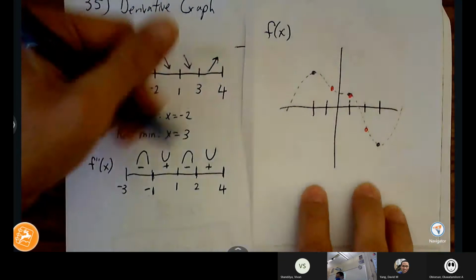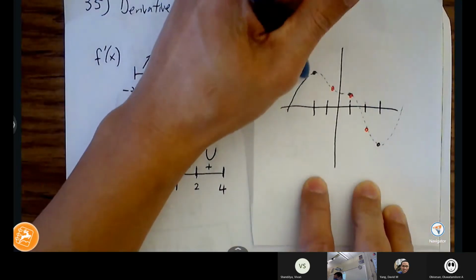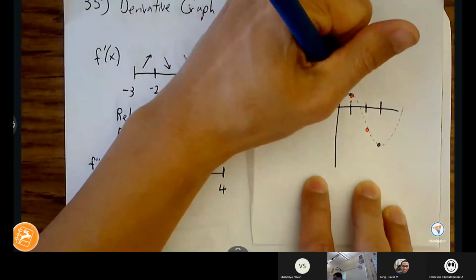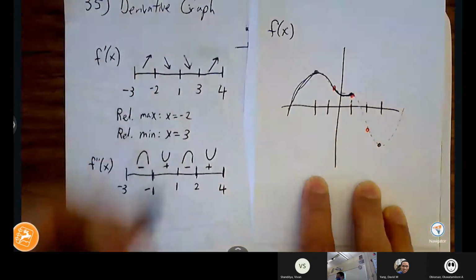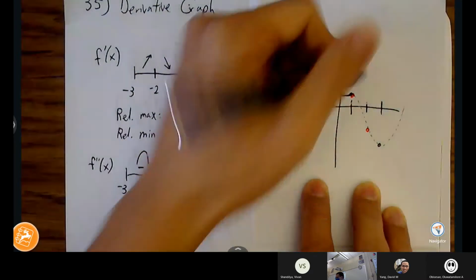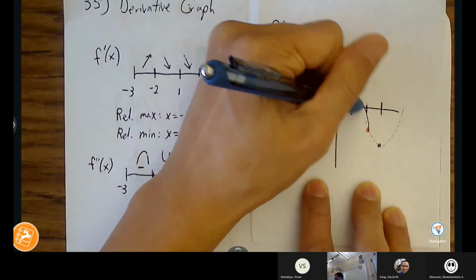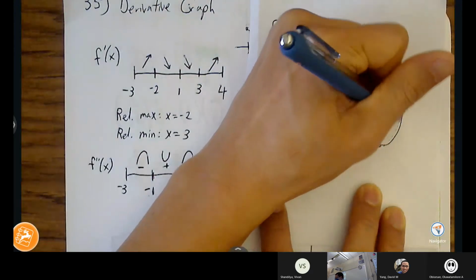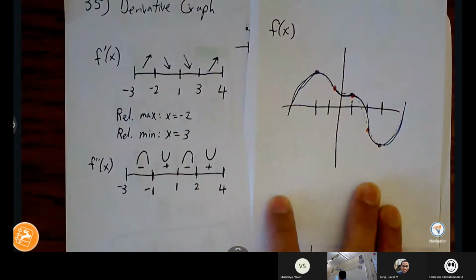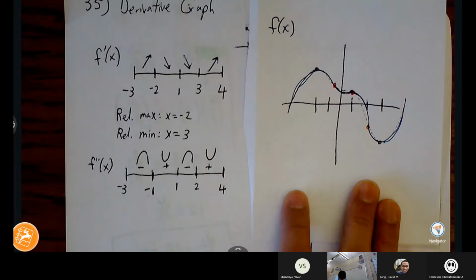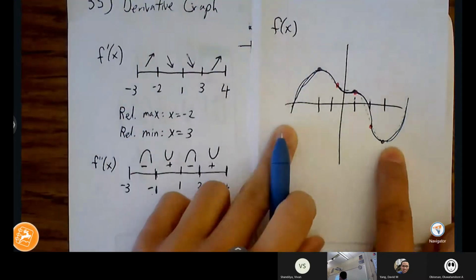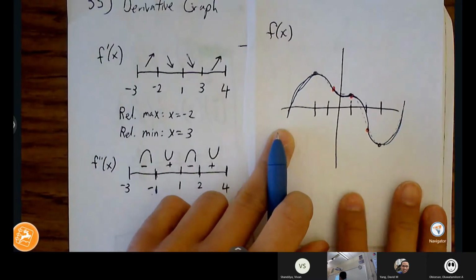So concave down all the way to negative 1. So I'm going to over-exaggerate that curvature. From negative 1 to 1, concave up. 1 to 2, concave down. And then from 2 to 4, concave up. And I think being able to take this information and sketch your own graph will just make matching a little easier.